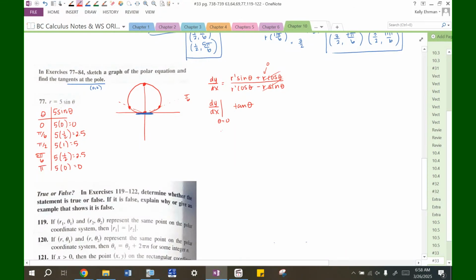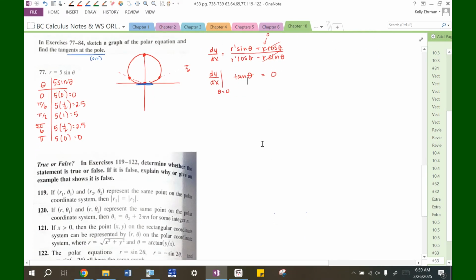And what's the slope at 0? dy/dx would equal 0. Tangent of 0 is equal to 0. So I can confirm that mathematically. I think I did more work. I didn't cancel these out on my key that I posted. But yeah, if you plug in everything for r and r prime, you're still going to get 0 in the end.